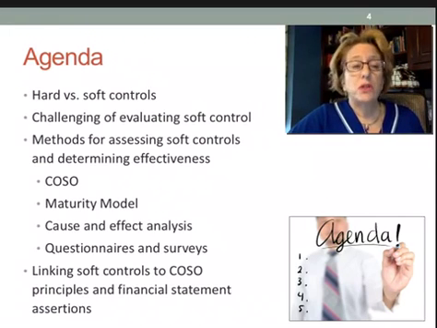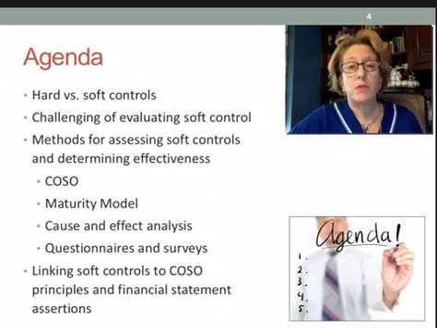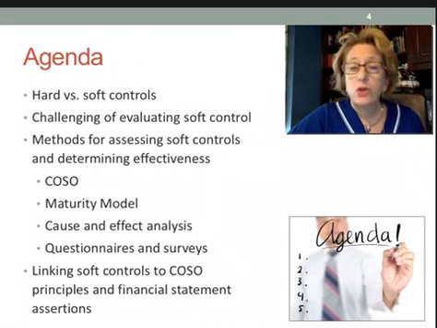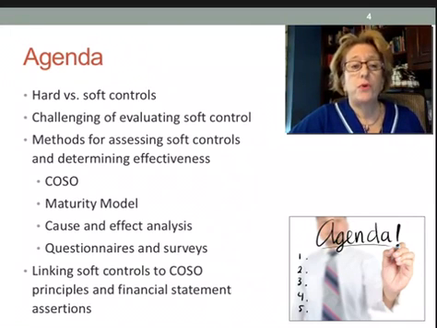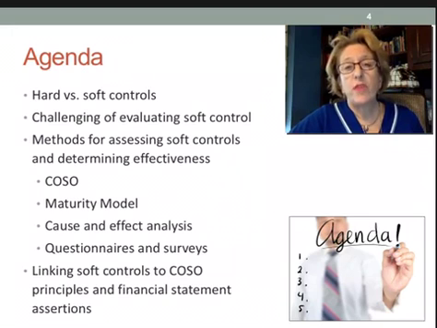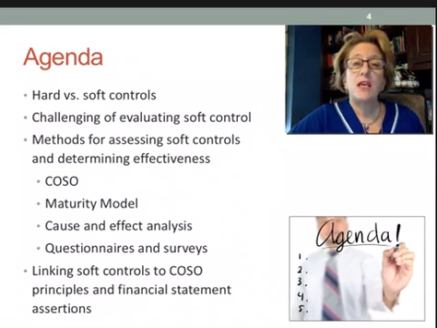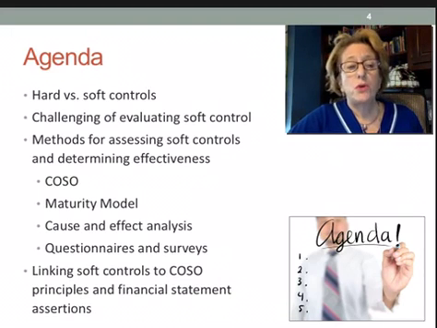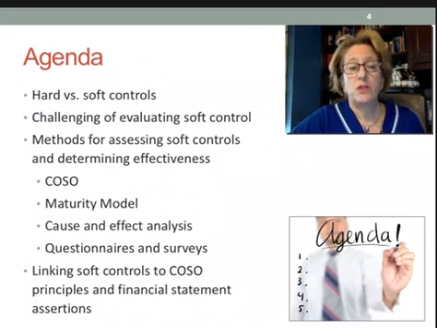That includes using COSO, the COSO model, and some of the principles, using a maturity model approach, which I'll go through, using a cause and effect type evaluation, and using questionnaires and surveys and what they will and won't tell you. And then we'll finish up with linking our soft controls to COSO principles and financial statement assertions, because again, as we discussed in our top-down risk assessment, that's a very important attribute also.